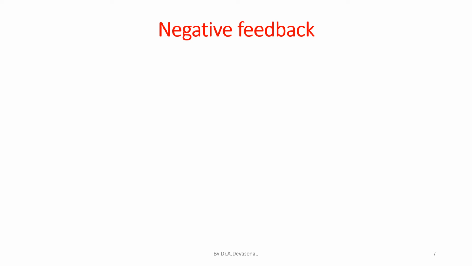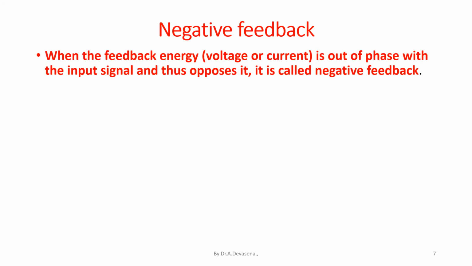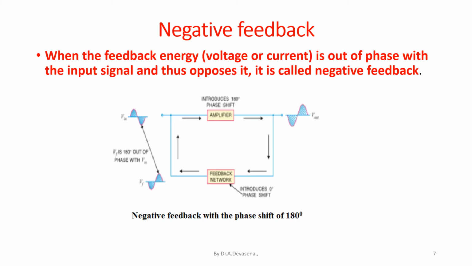Negative feedback. When the feedback energy, that is voltage or current, is out of phase with the input signal and thus opposes it, it is called negative feedback. This is represented in the diagram. In this diagram, the input signal is out of phase, that is a 180 degree phase shift, with the feedback signal. Here, this is indicated.